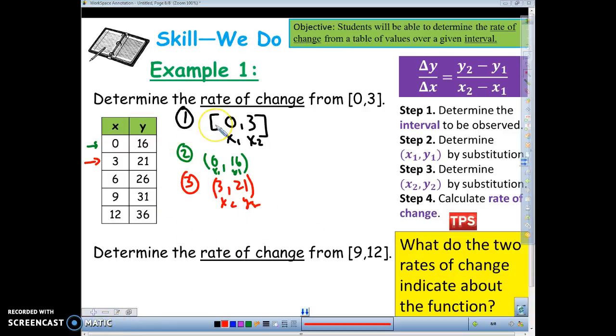Okay, so now that I have my observed intervals, we're going to go ahead and calculate the rate of change. And we'll do this over here. I'll do this in yellow. So here's step 4. I'm going to plug in my rise, delta y, over my run, my delta x. So I plug in y2 minus y1. That is my rise. So my rise, notice here's y2, 21, minus y1, 16. Now 21 minus 16, what's 21 minus 16? Brandon, what's 21 minus 16?